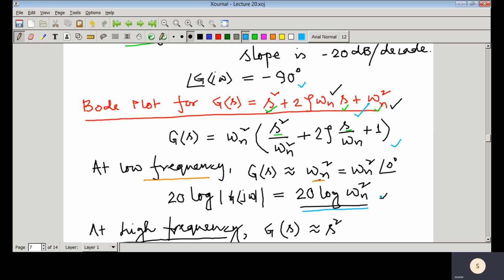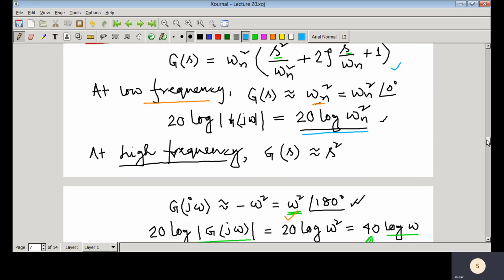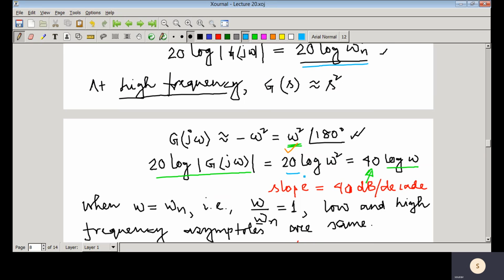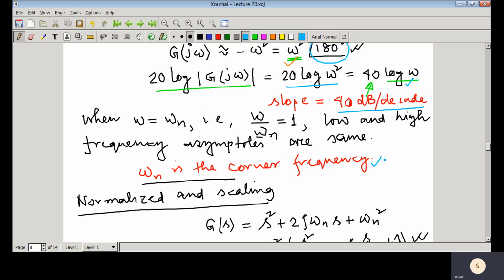it is coming 20 log omega n square. So that is the asymptotic gain, and at high frequency we have 20 log omega square, that is 40 log omega. So that means the slope would be 40 dB per decade. In case of s plus a, it is 20 dB per decade. So here the slope is double, and we can see that the angle is 180 degrees at high frequency. And then we have also shown that omega n is the corner frequency, because at omega n the low frequency and high frequency asymptotes are the same.